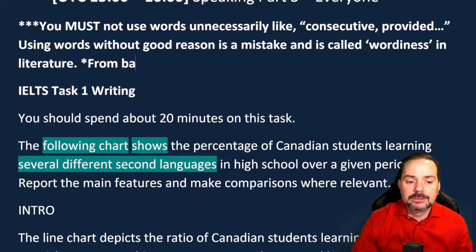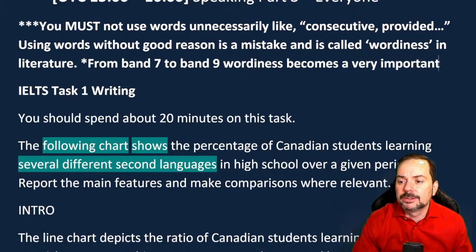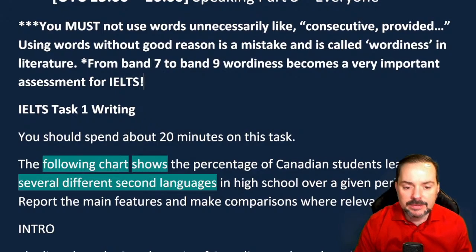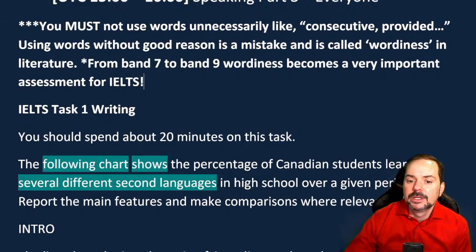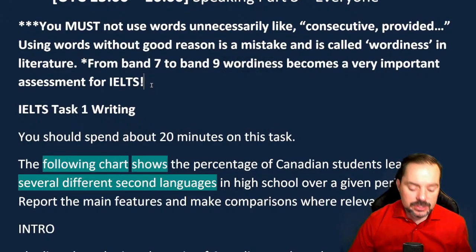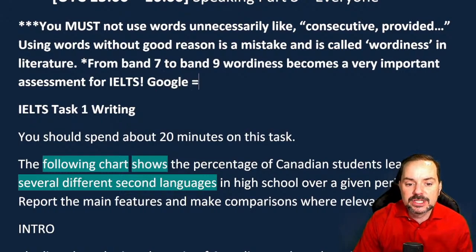So from band 7 to band 9, wordiness becomes a very important assessment for IELTS. Okay, I hope you keep that in mind, right? So now you know it's called wordiness, and you can Google that. So how to avoid wordiness? There's a kind of a fun Google exercise for you.